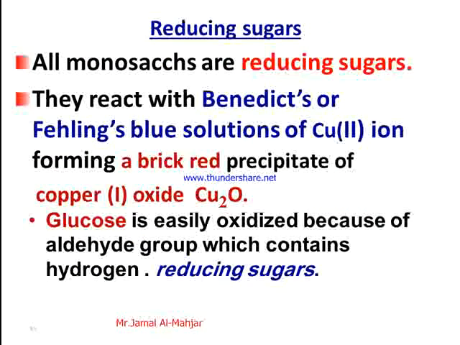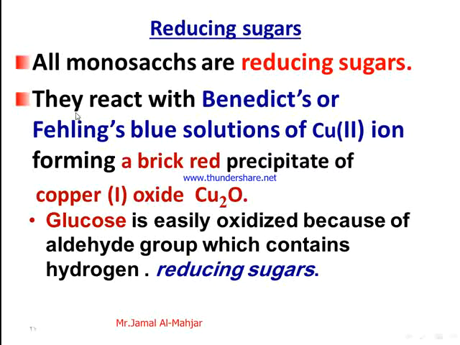The last point about the monosaccharides. All monosaccharides are reducing sugar. Do you remember what reducing agent means, in chapter 3? Yes, reducing agent is the substance that loses electrons. But what does it mean, reducing agent here, or reducing sugar? All monosaccharides are reducing sugar.